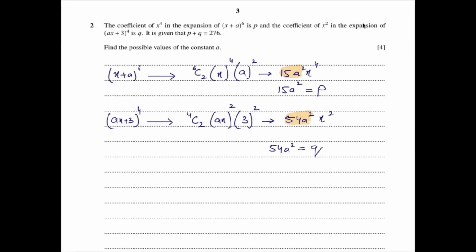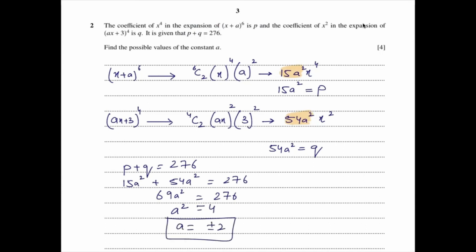Now the question says, it is given that p plus q is equal to 276. Find the possible values of constant a. So p plus q is equal to 276. p is equal to 15a square, q is equal to 54a square, and the sum equals 276. If you add them, 54 plus 15, that's 69. So a square comes out to be 276 divided by 69, that is 4. And a would be equal to plus or minus 2.